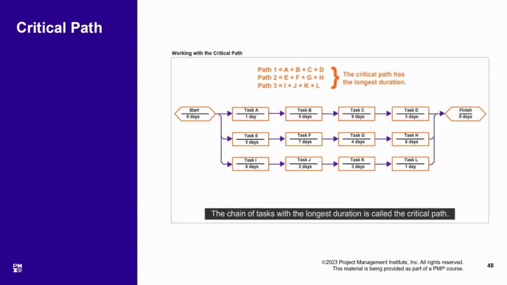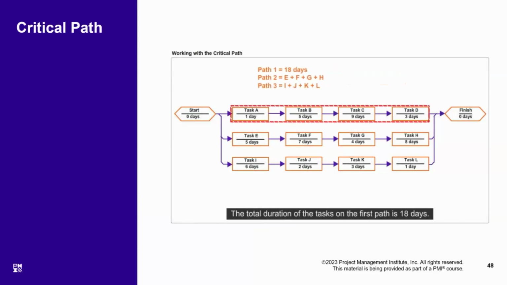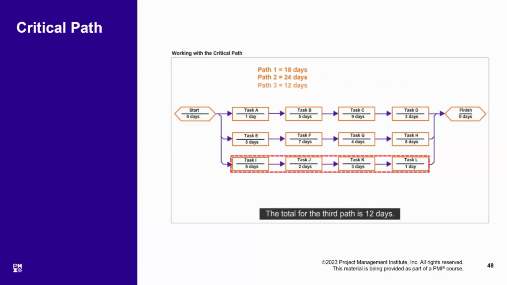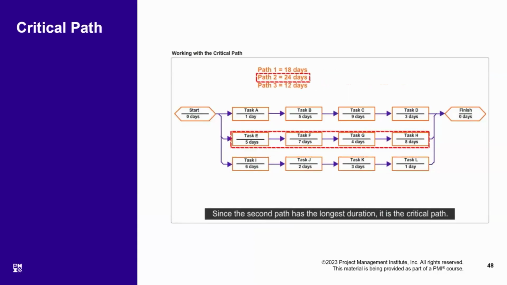The chain of tasks with the longest duration is called the critical path. The total duration of the tasks on the first path is 18 days. The total for the second path is 24 days. The total for the third path is 12 days. Since the second path has the longest duration, it is the critical path.